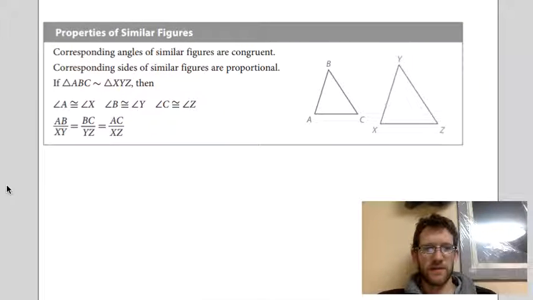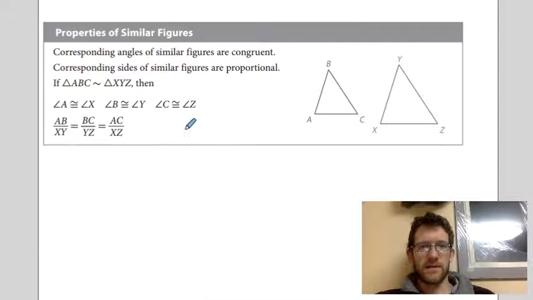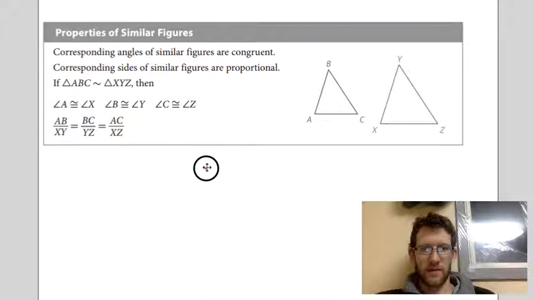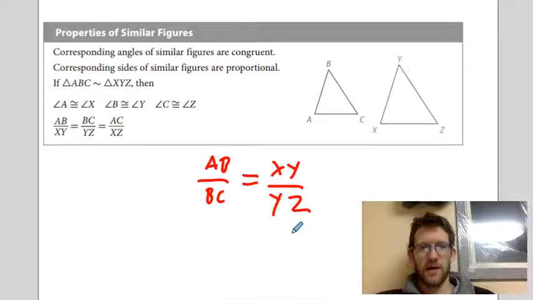So they worked out these ratios here. Of note, there's another way to write these that comes up sometimes. The ratios between the sides within a triangle will also be the same. So for example, you could say something like AB over BC is equal to XY over YZ. This is still a valid conclusion.